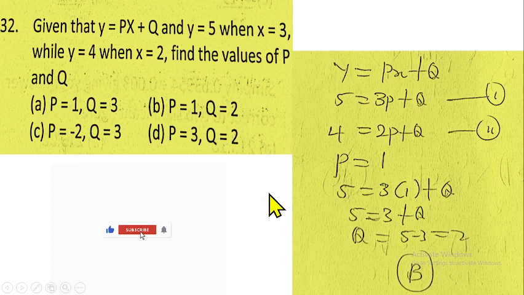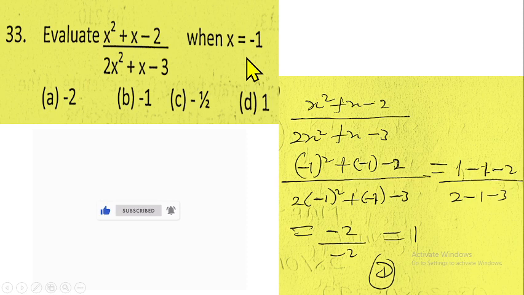Question number 33, you are to evaluate this when s is minus 1. So this is substitution in an algebraic expression. If you have this quadratic expression up and down and s is minus 1, whatever you see s, you put minus 1 there. You have minus 1 squared plus minus 1 minus 2 over 2 times minus 1 squared plus minus 1 minus 3. This one will give us 1, then minus 1 minus 2 over, this one will give us 1 times 2, 2 minus 1 minus 3.